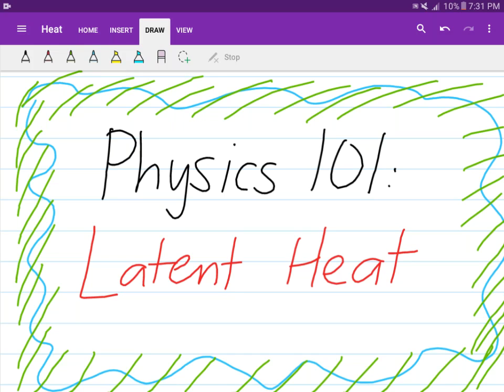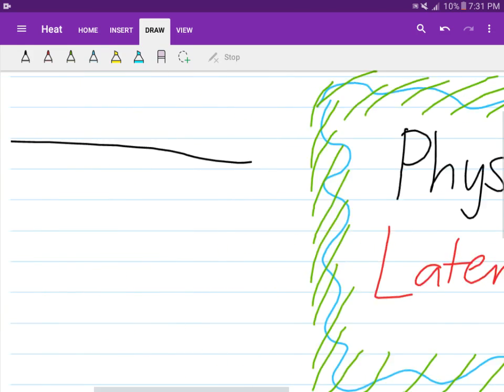Hello everyone, this is Physics 101. This lesson is on latent heat.